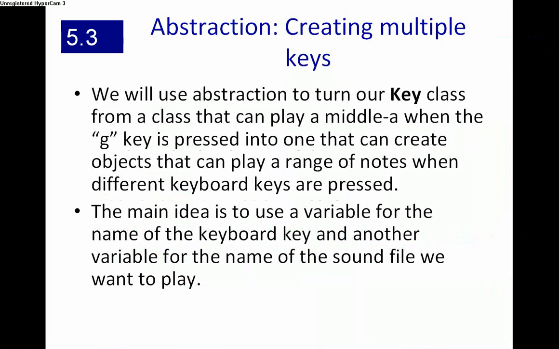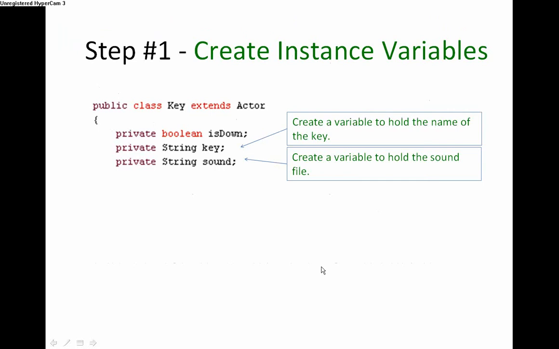We're going to use abstraction to turn our key class from a class that can play only a middle A sound when the G key is pressed on the keyboard to one that can create objects that can play a range of notes when different keyboard keys are pressed. The main idea is to use a variable for the name of the keyboard key and another variable for the name of the sound file we want to play.